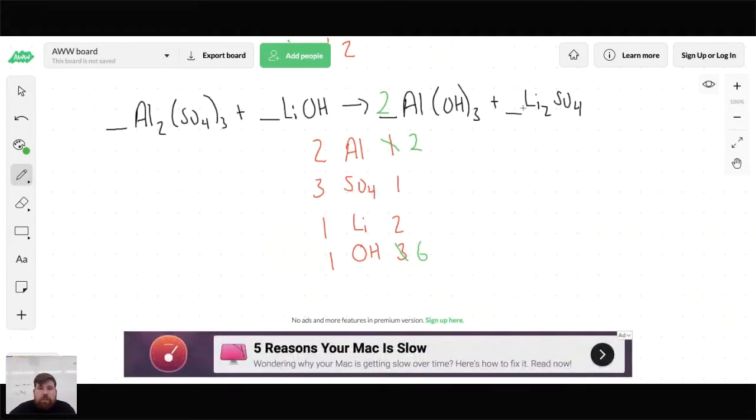In order to balance the sulfates, I need to add a 3 in front of lithium sulfate. This changes the amount of lithiums on the right-hand side to 6. And if you're paying attention here, you see that I have 6 lithiums and 6 hydroxides on the right-hand side, and only 1 of each on the left. So all I have to do to balance this chemical reaction is put a 6 in front of this to even out the unbalanced elements on the right-hand side. And this would be our balanced reaction.